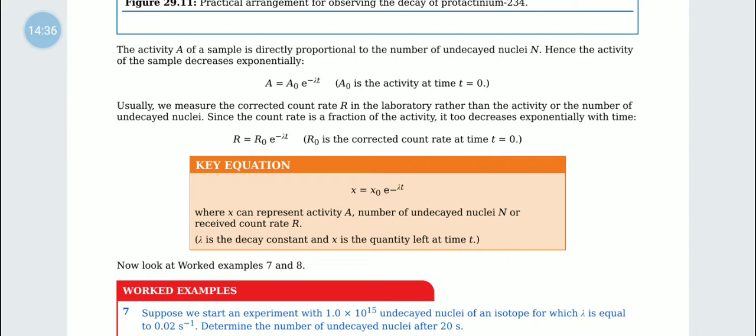The activity A of a sample would be directly proportional to the number of undecayed nuclei N. Therefore, we would be able to obtain an equation A equals A0 e to the power negative lambda t, where A0 is the activity at time t equals 0.